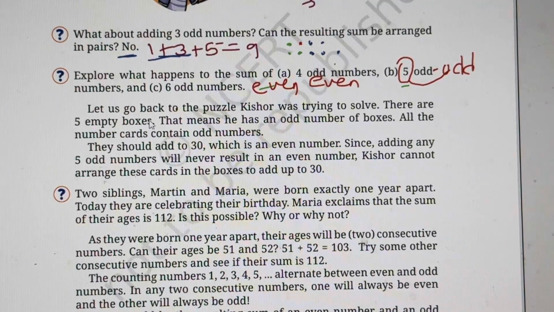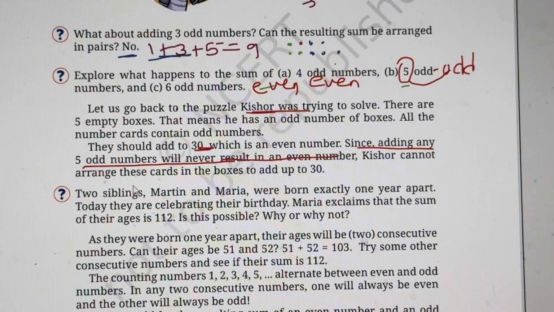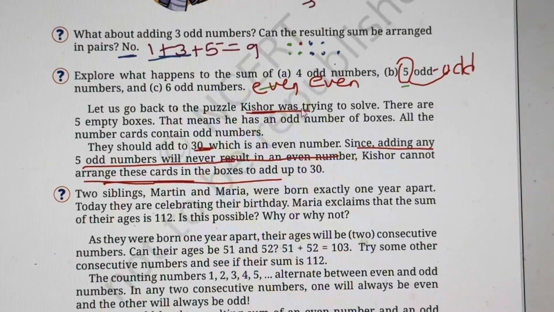Clear? So let us go back to the puzzle which we were trying to solve, Kishore's puzzle, right? There were 5 empty boxes in that, and all were odd numbers, right? So he would never have reached 30. They should add to 30, which is an even number, right? Since adding any 5 odd numbers will never result in an even number, Kishore cannot arrange those cards which were given, and they will never add up to 30. So if we know such rules, we can immediately say the answer without actually solving all the questions.